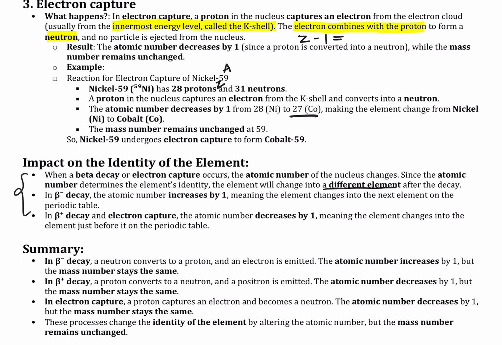Beta plus decay, however, is actually having a plus sign, but it's subtraction. So in beta plus decay and electron capture, the atomic number decreases by 1, meaning that the element changes into the element just before it in the periodic table. And right below here, we have a quick summary of what we discussed.